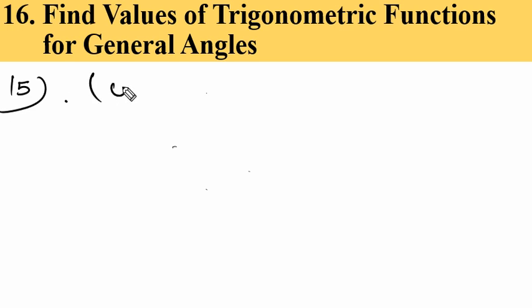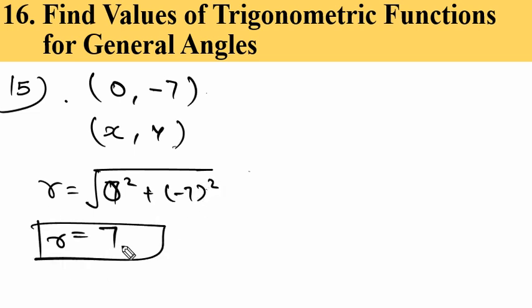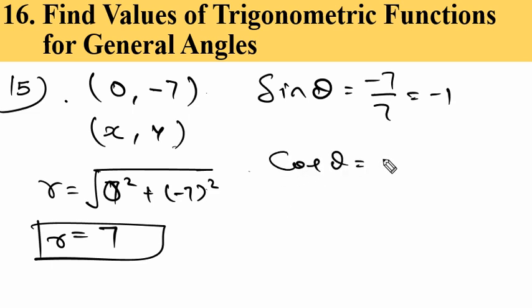Next question, you have 15. Similarly, 0 comma negative 7. In this one, x is 0, y is negative 7. R will be 7, because square root of 0 square plus negative 7 square will give you positive 7. Now sine theta is y over r, so negative 7 over 7, that will give you negative 1. Cos theta is x over r, so x is 0. Tan theta is y over x, negative 7 over 0, so that will be undefined.